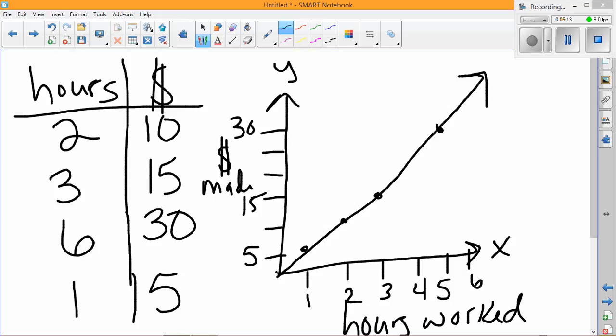So despite my crooked lines, what we can see arising is that these are proportional because my line starts at 0, 0. I'm not making anything if I'm not working. And it makes a straight line, and we can find the constant by multiplying. Let me get the constant is 5.